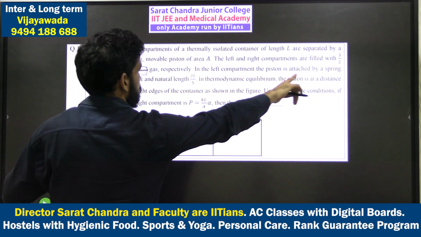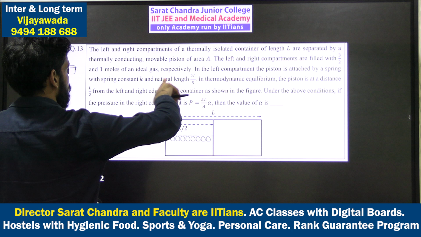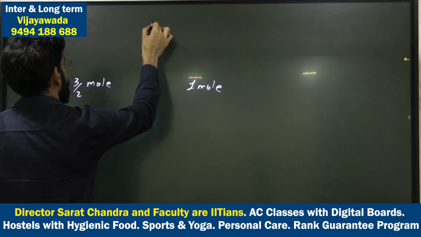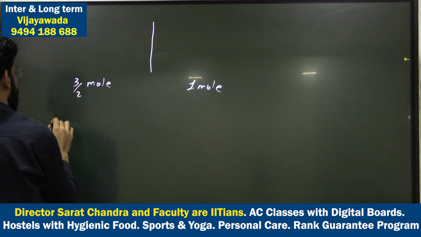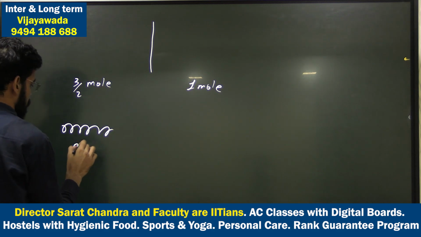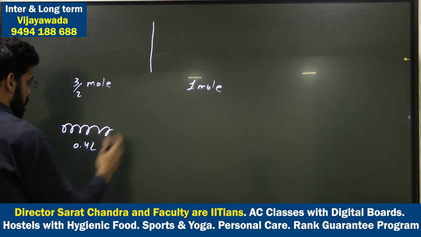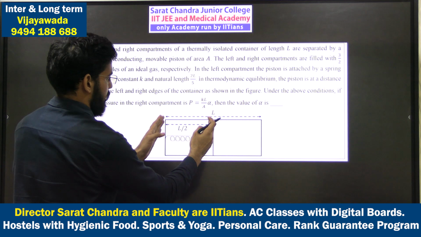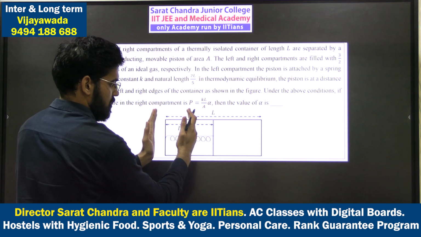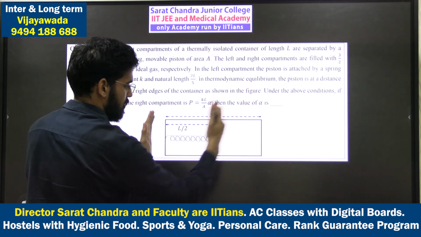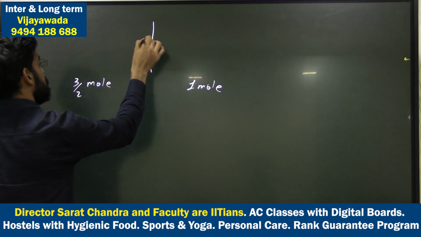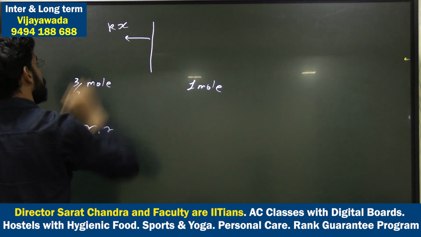Respectively, in the left compartment, the piston is attached by the spring with spring constant K and natural length 2L by 5. If you understand, here piston is there. Natural length of the spring is how much? Natural length is how much? 0.4L. Okay, but compartment length is how much? L by 2, means 0.5L, right? Natural length is 0.4L, compartment length 0.5L, means the spring is stretched, so there is a Kx force this side.